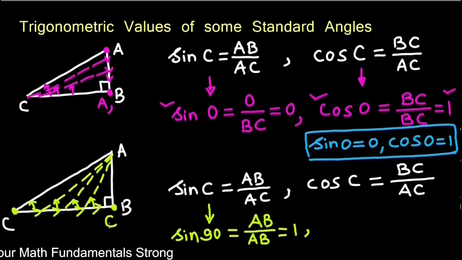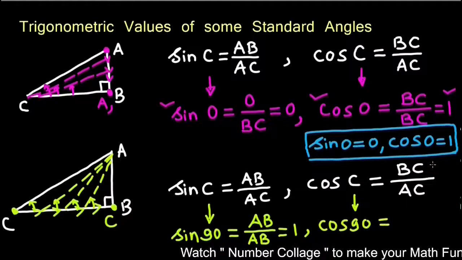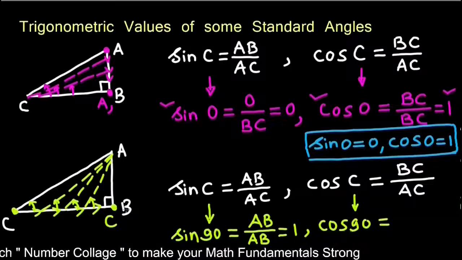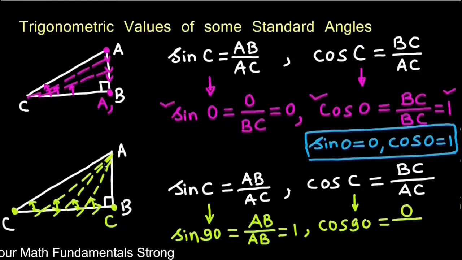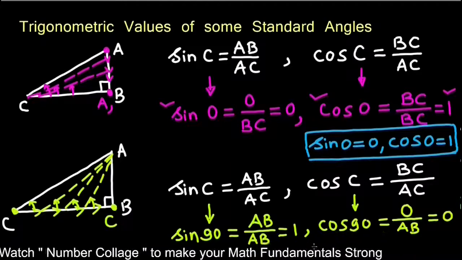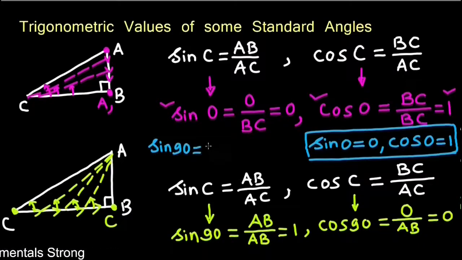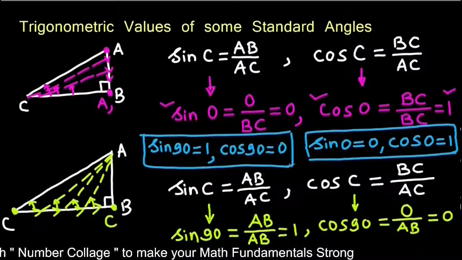Now when the point C coincides with point B, angle C becomes 90. So we get cos 90 equals. Let us see what happens to BC. When points C and B coincide, length BC will become 0. So BC will be 0 and AC has turned into AB. So that will be 0. So we get two trigonometric values, sin 90 equals 1 and cos 90 equals 0. So we get these additional two trigonometric values.